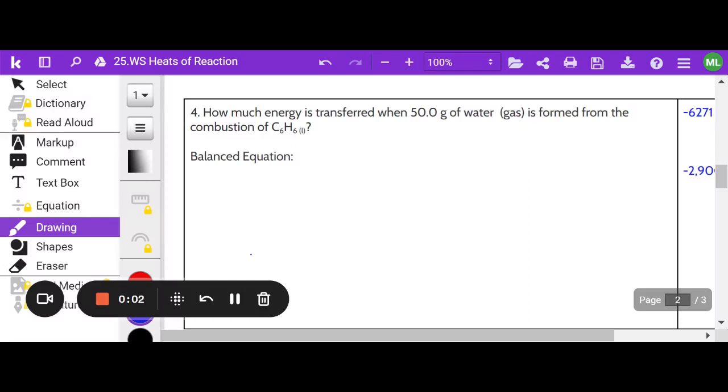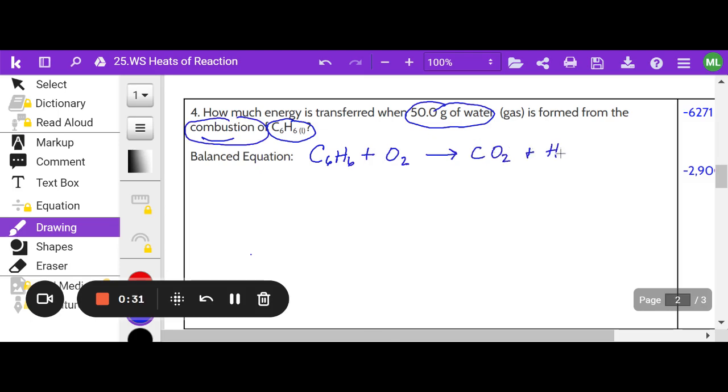Okay, so this is number 4. How much energy is transferred when 50.0 grams of water is formed from the combustion of C6H6? So every time you're combusting, you will take the fuel, which is C6H6, that's the hydrocarbon, and you're going to add that to oxygen. That's in a combustion reaction. And you make the same products, which are CO2 and H2O.